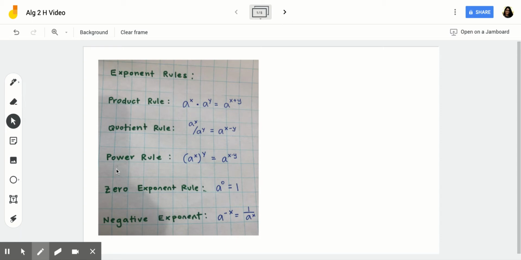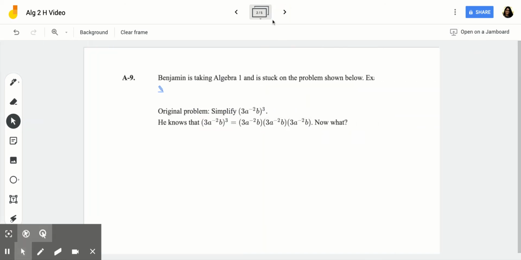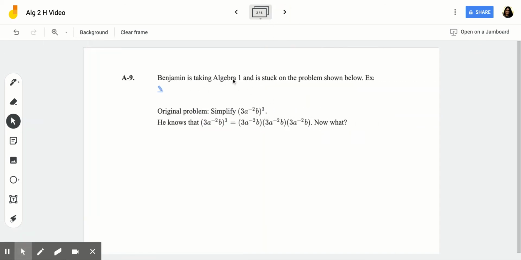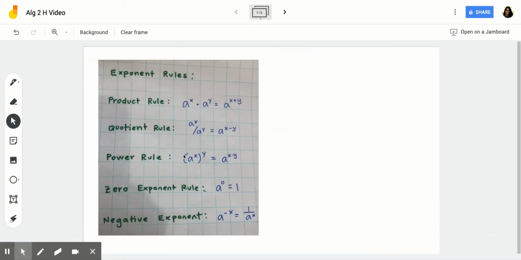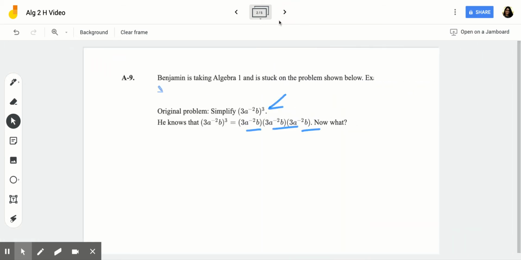Okay, so these are the rules we talked about, and the first homework problem I want to do is A-9. So Ben is taking an Algebra 1 class and is stuck on the problem shown below. So let's see what he did in this problem. So he took what was inside the parentheses, and since it's cubed, he wrote it out 3 times, and that's correct. Now, he didn't really use the trick that he could have. So a cubed means this rule. You can distribute the exponent on the outside to everything on the inside. That's the trick I would have used, but let's go ahead and see what he did.